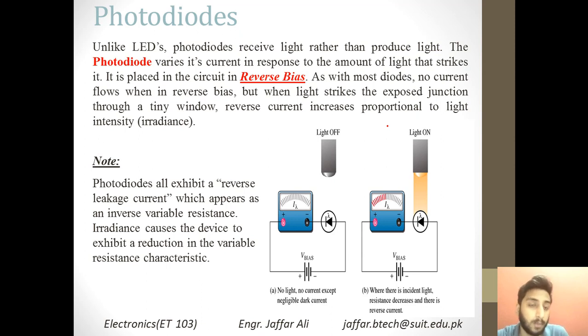So this is mostly used for switching, and it is mostly installed in solar panels as well, because when the light comes in and the path of the current gets completed, it basically starts conduction. The photodiode is basically placed in a circuit in reverse bias, and no current flows in reverse bias normally, but the light strikes the exposed junction through a tiny window. That is what you have mostly seen in solar panels. The reverse current increases in proportion to the light intensity.